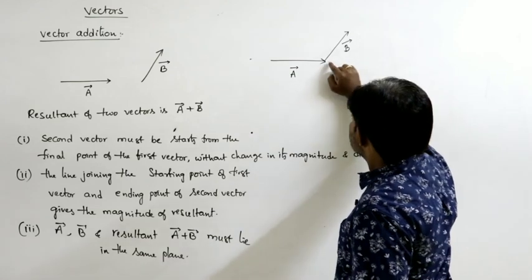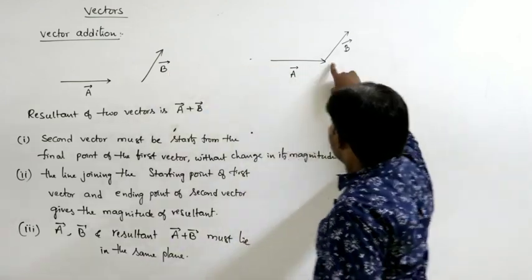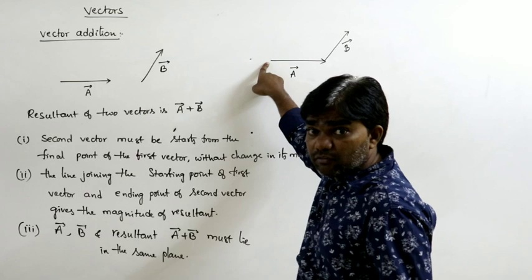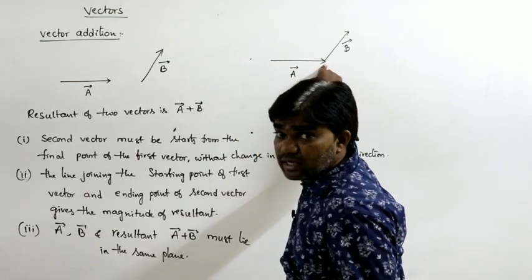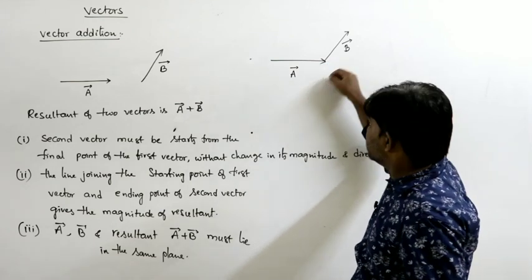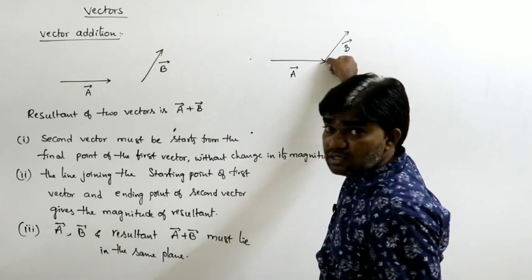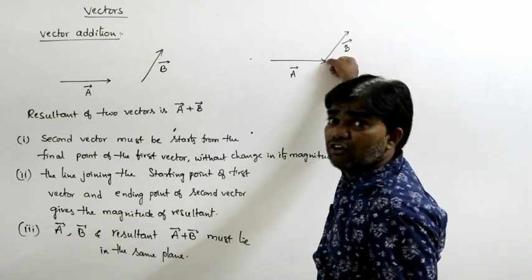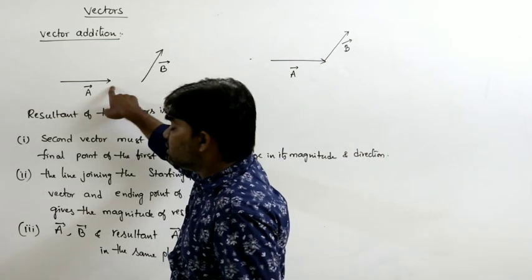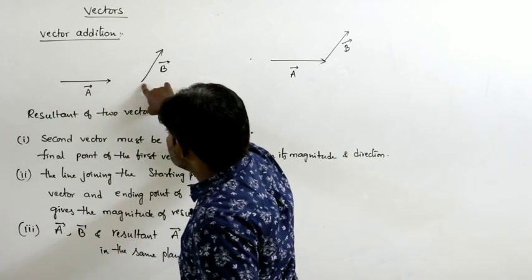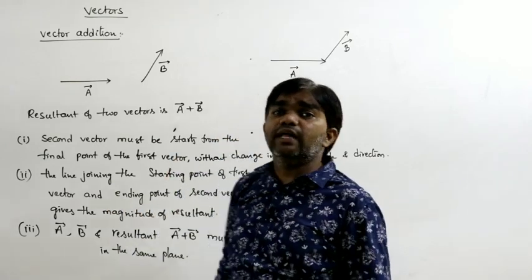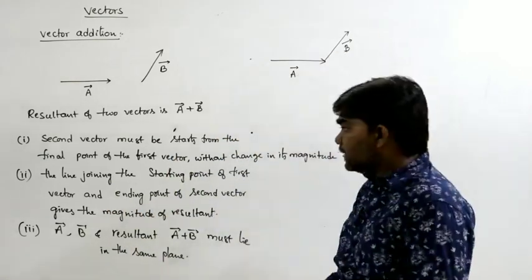This is the first point. What is the second vector here? B bar. B bar must start from the final point of the first vector. The first vector is A bar. This is the starting point of the first vector and this is the ending point of the second vector. See here, this is the starting point of the second vector B bar. For the first vector, this is the initial point and this is the final point. For B vector, this is the initial point and this is the final point. So that means the second vector must start from the final point of the first vector. So like this.